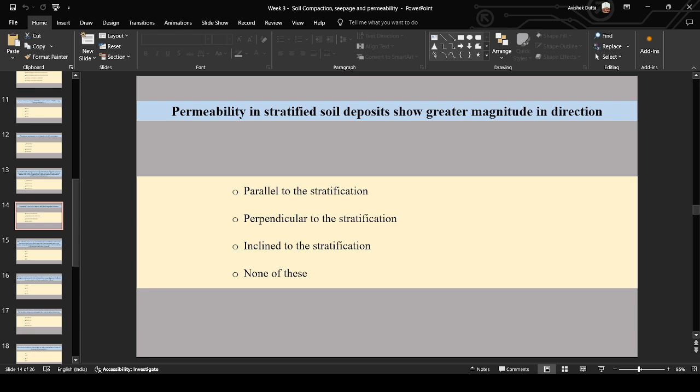I'll repeat the question. Permeability in stratified soil deposits show greater magnitude in direction. The options are parallel to stratification, option 2, perpendicular to stratification, option 3, inclined to stratification, option 4, none of these.